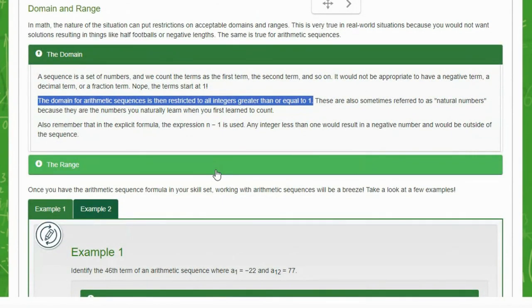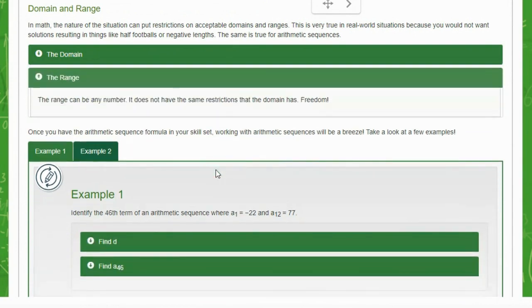Because we looked at all kinds of different numbers on our sequence. It could be any number. On our 2, 6, 10, the range is everything greater than or equal to 2. But we had some of them that were going negative, so the range could be negative numbers. The range can change depending on the sequence numbers.